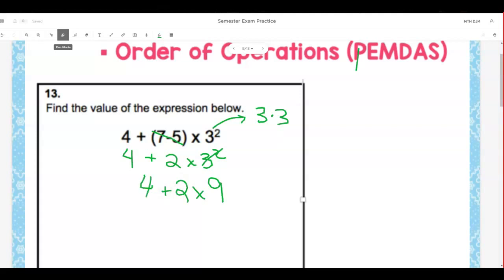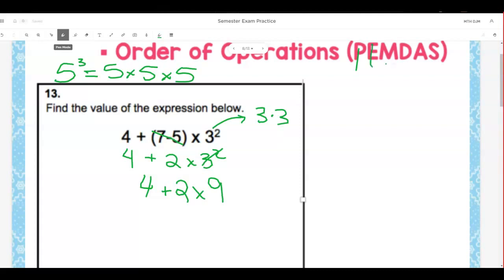Remember with exponents, the little number tells us how many times we are going to multiply the base. So 5 to the third does not mean 5 times 3. It means we multiply the base 5 three times. Okay? All right, so we did exponents.